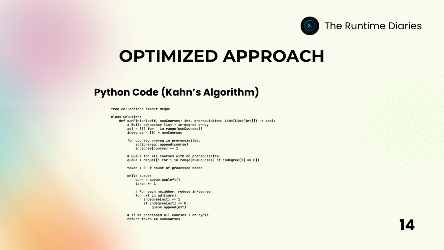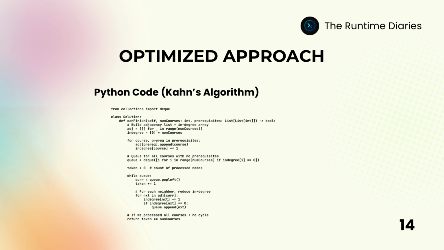Third, process the queue. For each course in the queue, remove it from the graph. This means removing all edges from its course to other courses. For each edge you remove, decrement the indegree of the target course. Fourth, if any course's indegree becomes 0 after decrementing, add it to the queue. It now has no remaining prerequisites. Fifth, keep processing until the queue is empty.